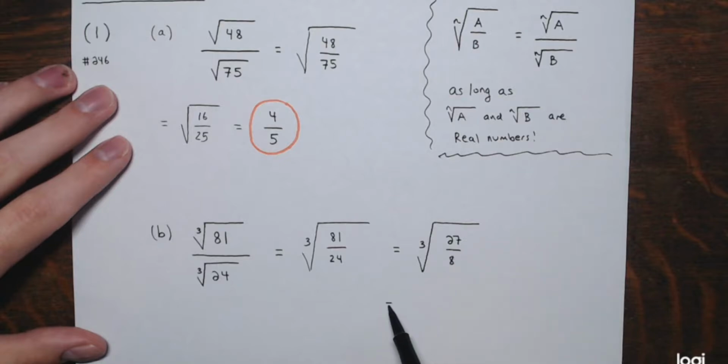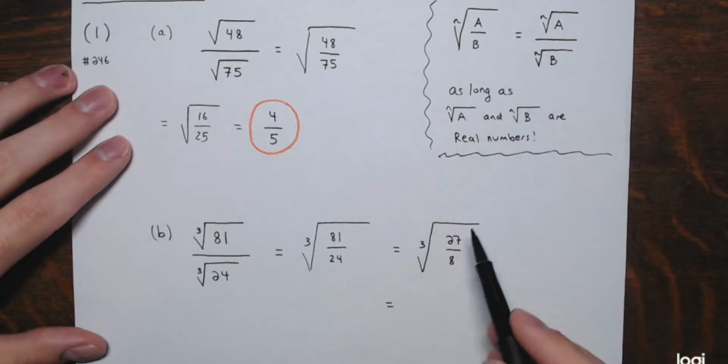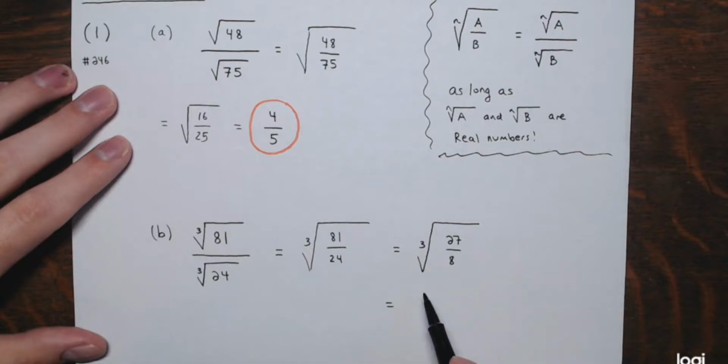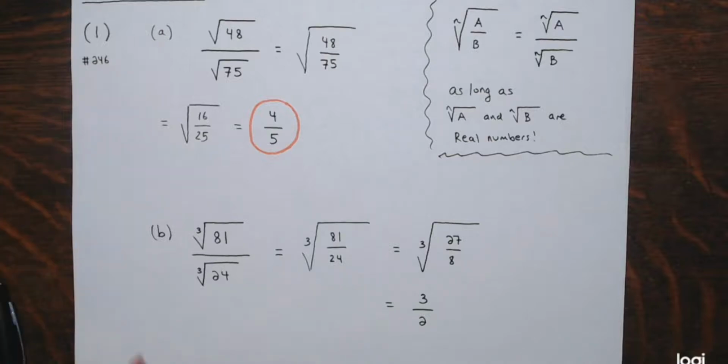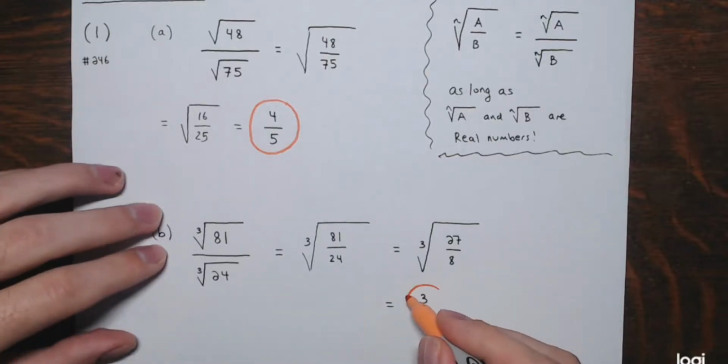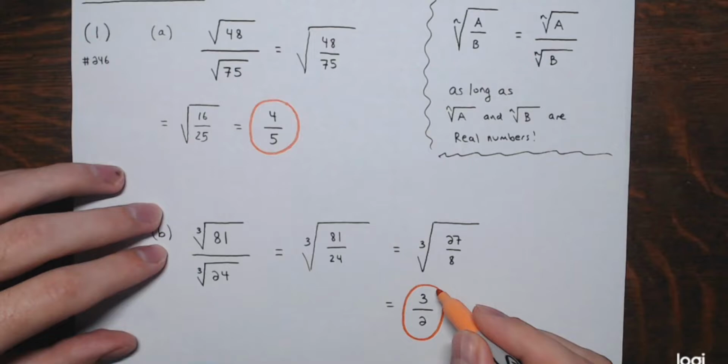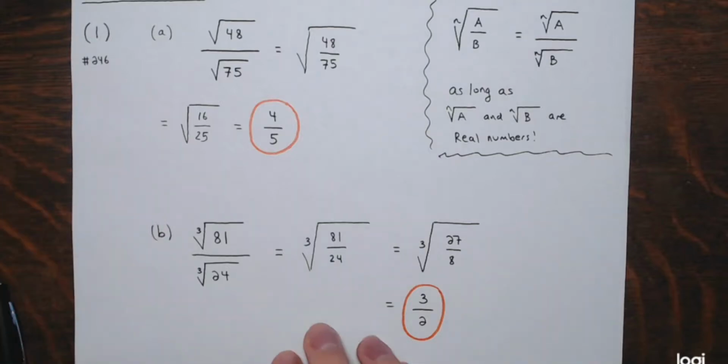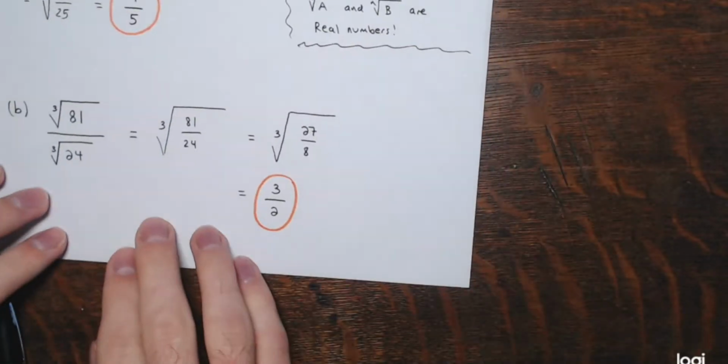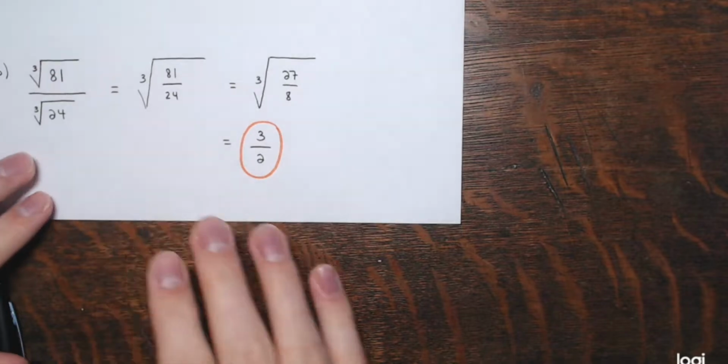And then I could apply the quotient property again, say the cube root of 27, the numerator, that's just 3, right? 3 cubed is 27. And the cube root of 8, the denominator, is just 2, right? 2 to the third is 8. So the final result here is 3/2. Right? And once again, I'll pull up a calculator and we'll check this.